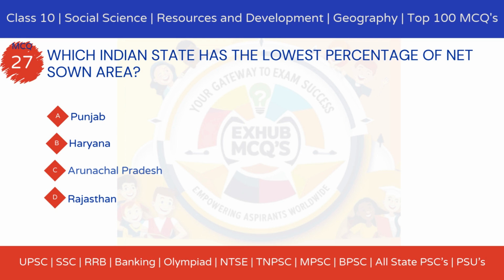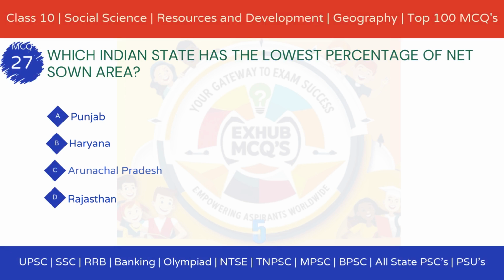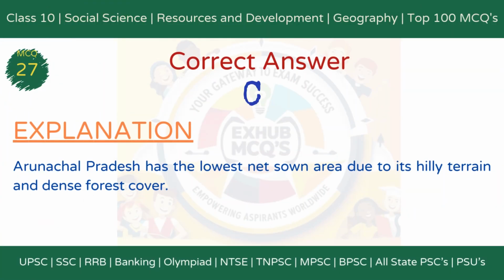Option A. Option B, Haryana. Option C, Arunachal Pradesh. Option D, Rajasthan. The correct answer is option C, Arunachal Pradesh. Explanation: Arunachal Pradesh has the lowest net sown area due to its hilly terrain and dense forest cover.